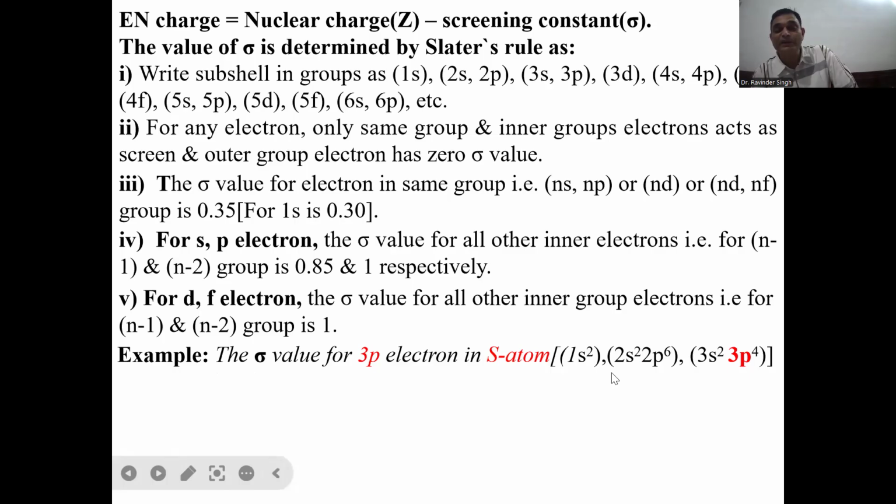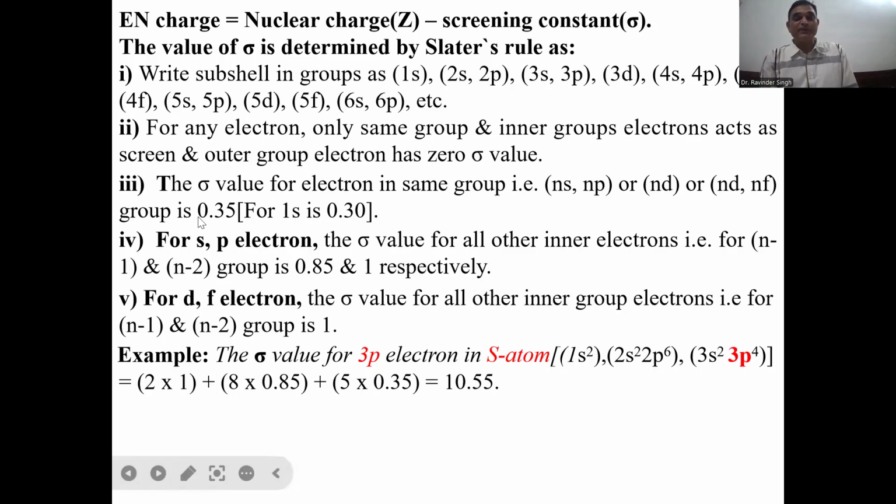So first of all, write down the electron configuration for the sulfur: 1s2, 2s2, 2p6, 3s2, 3p4, and make the group for 1s one group, 2s 2p another group, 3s 3p another group. So in the last group, that is the 3p group, for which we want to calculate the effective nuclear charge, there are total 6 electrons. Out of these, the 5 electrons will cause the screening in the same group. So the screening in the same group, the value is 0.35. You can see here the 5 multiplied by 0.35.